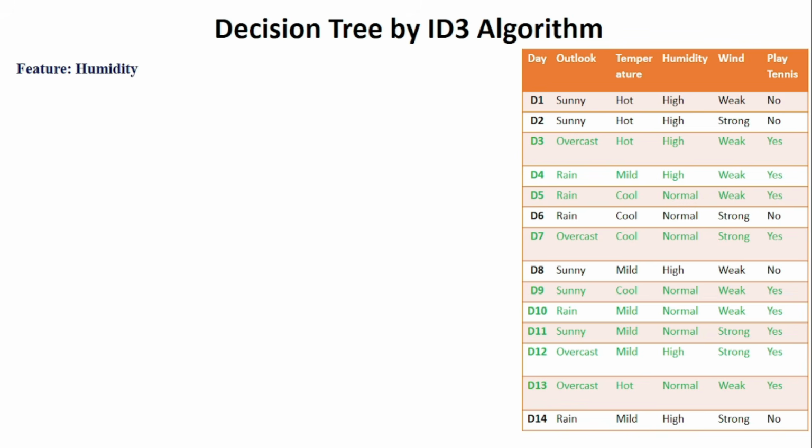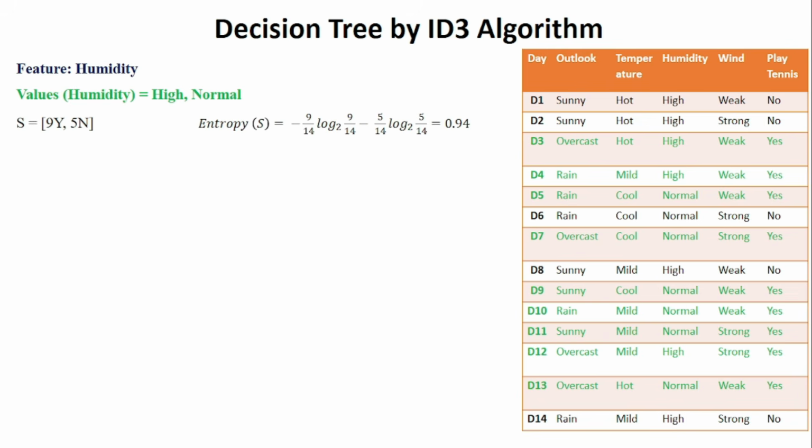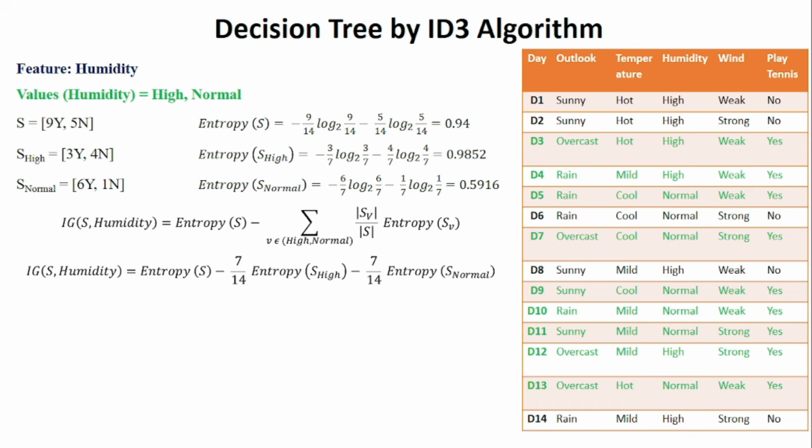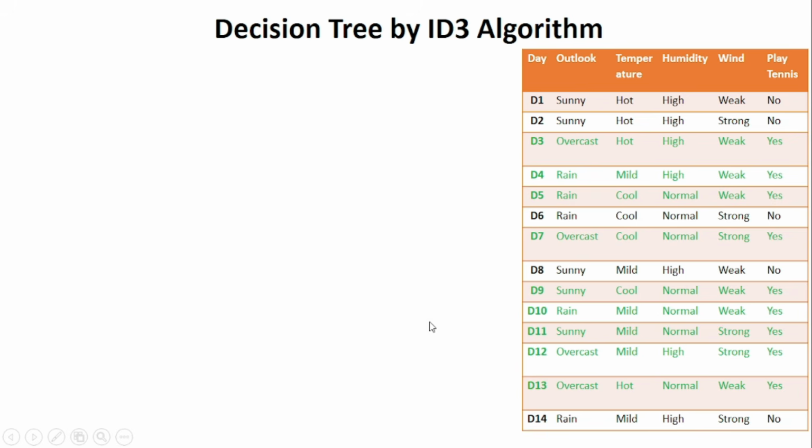We are going with the feature humidity, and the values under humidity are high and normal. S indicates the overall entropy as 0.94, and when humidity is high, the entropy is 0.9852, and when it is normal, S normal is 0.5916. So information gain of S comma humidity, I'm going to use the same formula, and in this case IG, information gain given humidity, is equal to 0.1516.